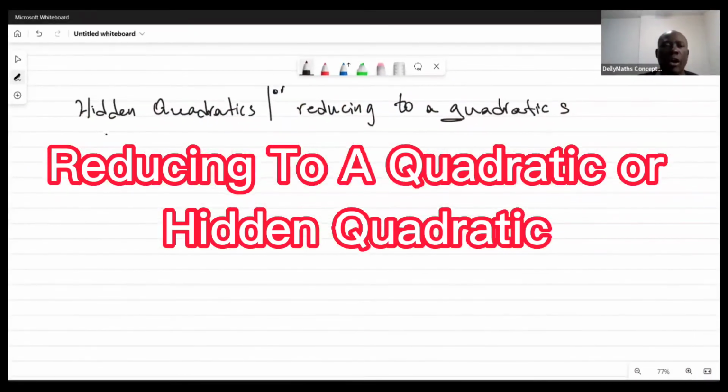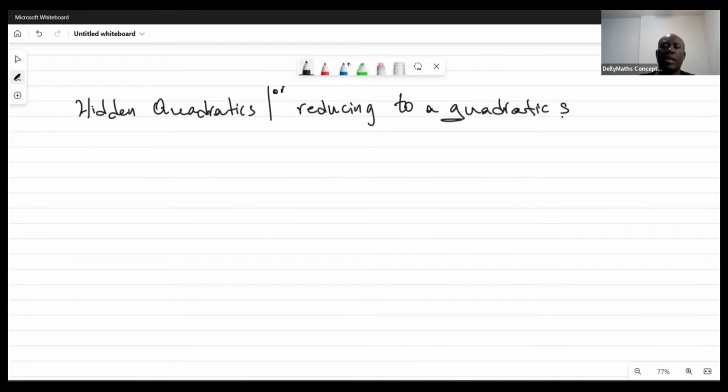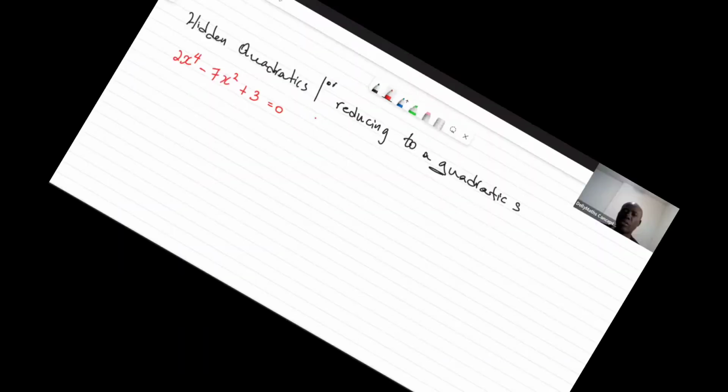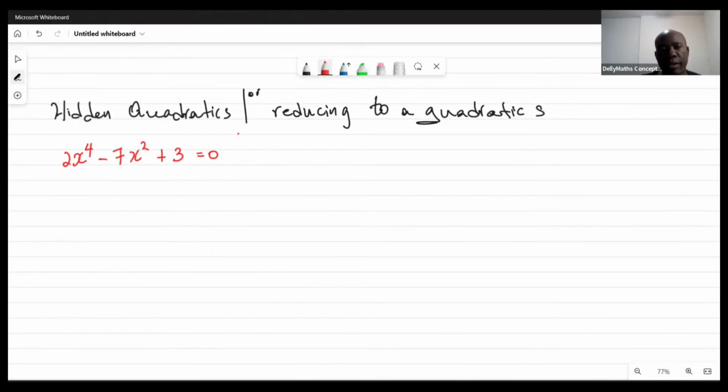Reducing to quadratics, or it's called hidden quadratics. That means you're not necessarily going to see that it is a quadratic from the outset. It's going to look like something else, but you will be able to see a quadratic in it. So as you can see, we're solving. So we want to solve, right?